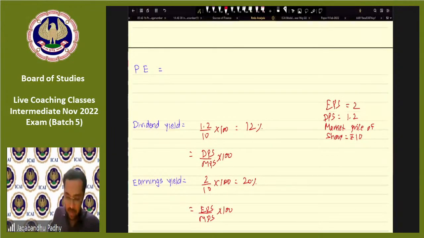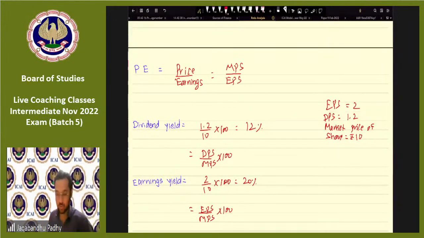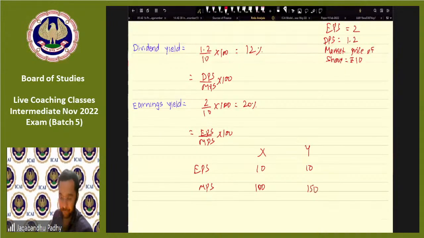Coming to P/E ratio. As the name says, it is price to earnings. Price is basically MPS, earnings is basically EPS. Now to understand the relevance of it, let me take an example. Let's say there are two companies having an EPS of 10 and 10, but the market price of share over here is 100, and here it is 150. So P/E ratio will be 100 by 10, which is 10, and this is 150 by 10, which is 15.